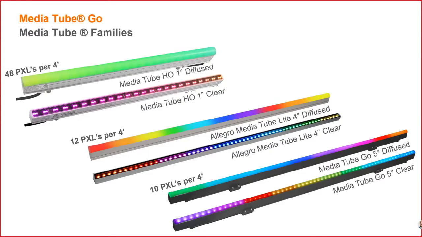So Media2 HO, Lite, and Go, if you look at this in terms of the pixel pitches, in a 4-foot stick, you have 48 pixels on the Media2 HO versus 12 pixels in the Allegro Media2 Lite versus only 10 pixels in the Media2 Go. This is one of the ways we're hitting that entry-level concept, just simplifying the feature set in various ways. We'll look at some of the other feature variances in a moment. Now you might be thinking 12 pixels versus 10 pixels, that's not a big leap.